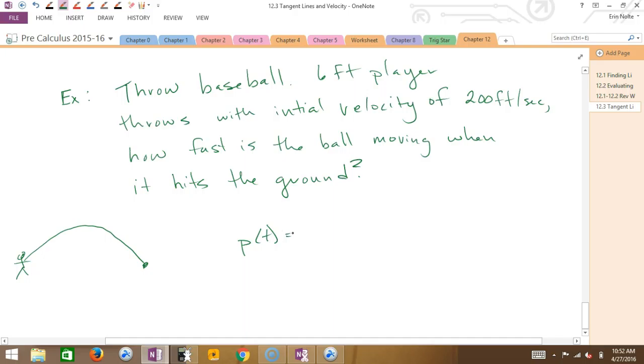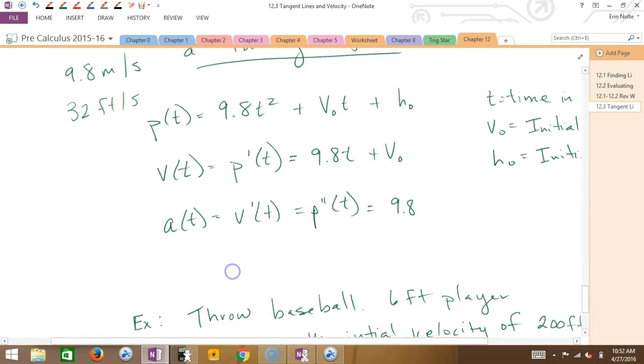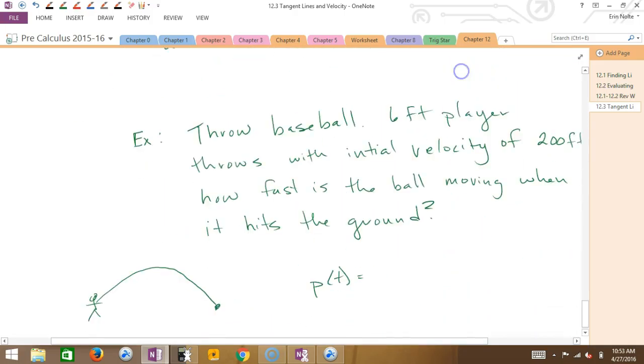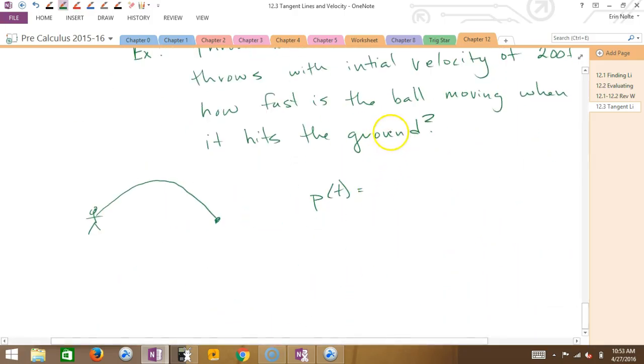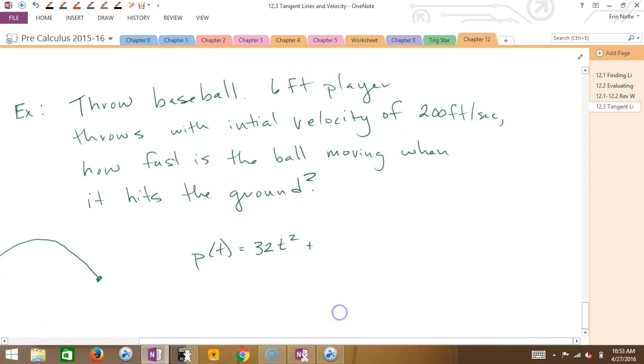Okay, the first thing that I need to figure out is, am I going to use meters or am I going to use feet? Feet. Okay, so what do I need to use if I'm going to use feet? 32. Basically all of these 9.8s that you wrote before are going to be 32s, right? Okay, so then it says plus the initial velocity. What was my initial velocity?